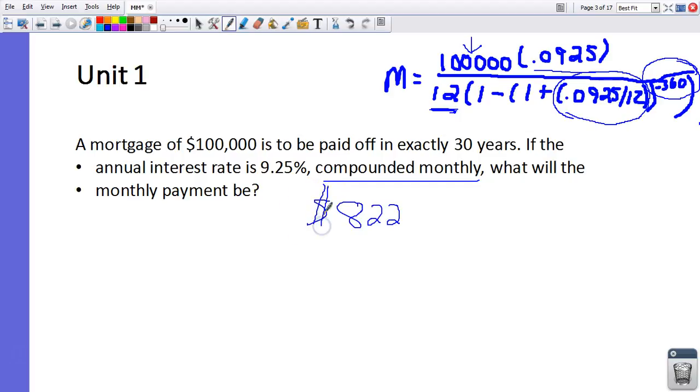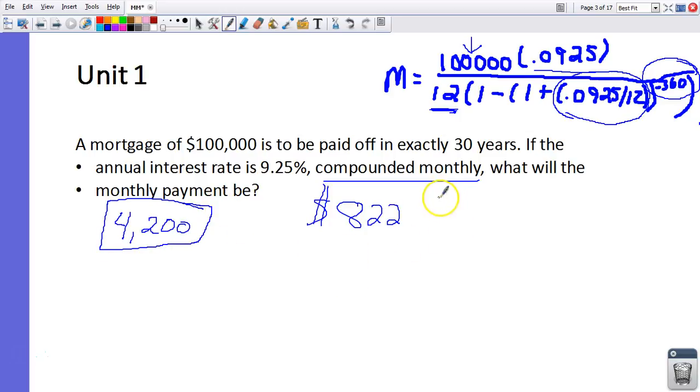$822 a month approximately. Now I worked with some people and we used a different formula and we came up with like $4,000 payments a month, and we were just using a formula that was not to get the monthly payment. It was a little bit different. So if we did that 4,200 something, you still used a formula correctly, but we did not use the correct formula.